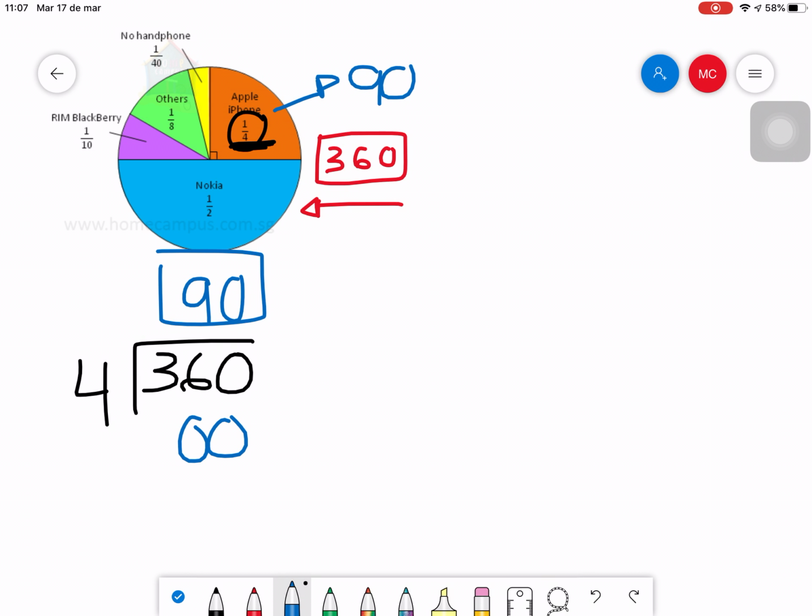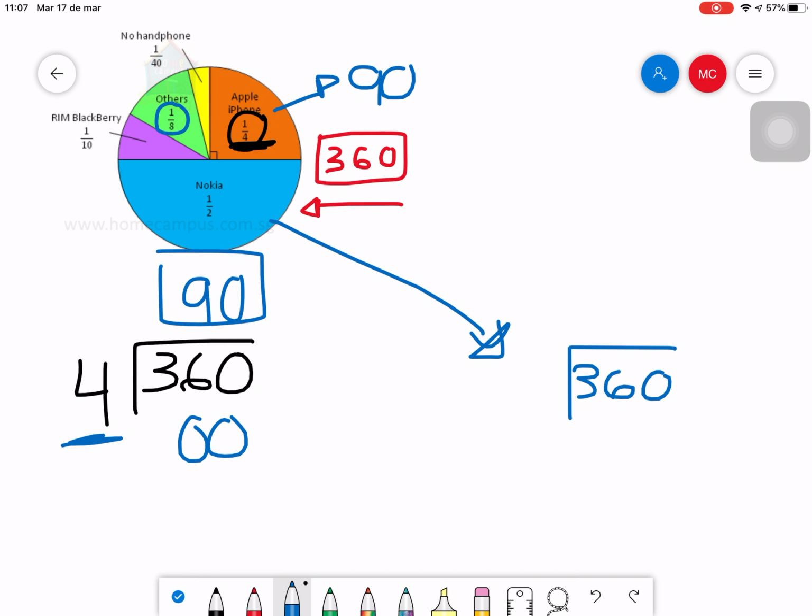Now, let's suppose I want to know how much is 1/8 out of the 360 people. So what I need to do is the same. You do 360, but this time, instead of dividing it by 4, you're going to divide it by 8, because you want to know how much is 1/8. And then it will be, how many times does 8 fit in 36? It fits 4.